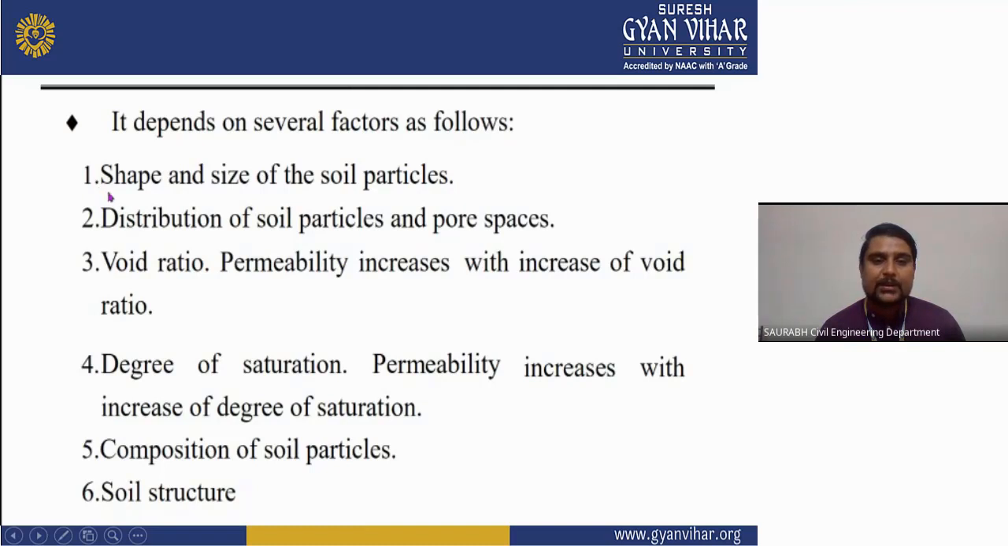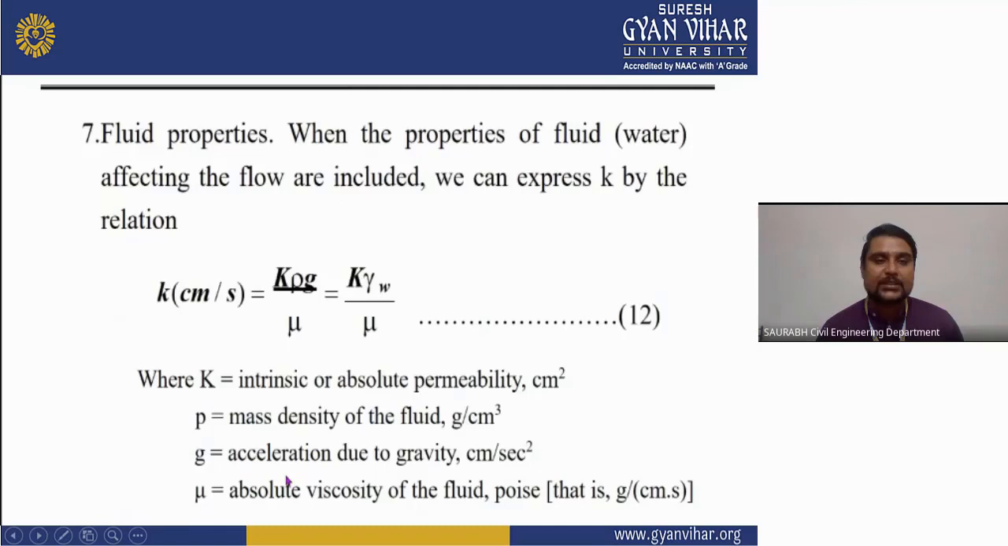First one is the shape and size of the soil particles. Second, distribution of soil particles and pore spaces. Third one is void ratio; permeability increases with the increase of void ratio. Fourth one is degree of saturation; permeability increases with the increase of the degree of saturation. Fifth is the composition of soil particles. Sixth is soil structure.